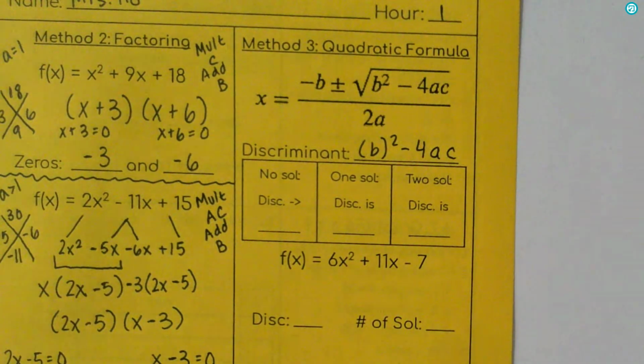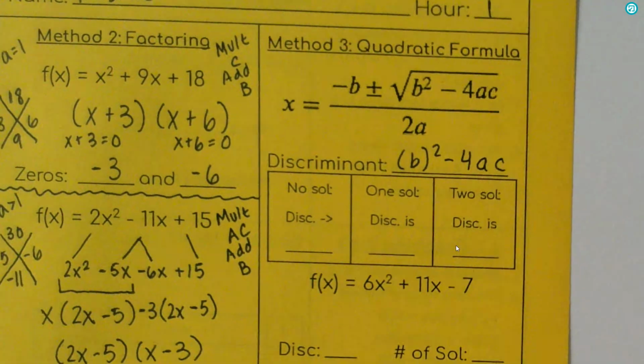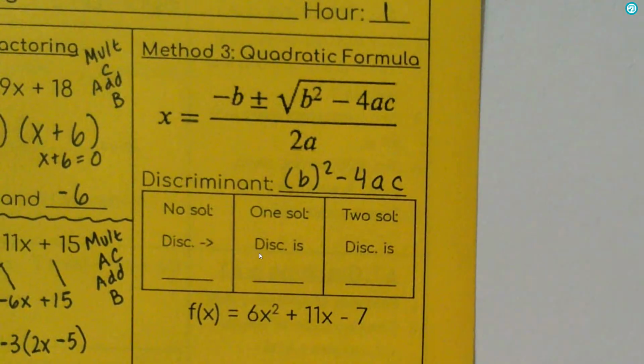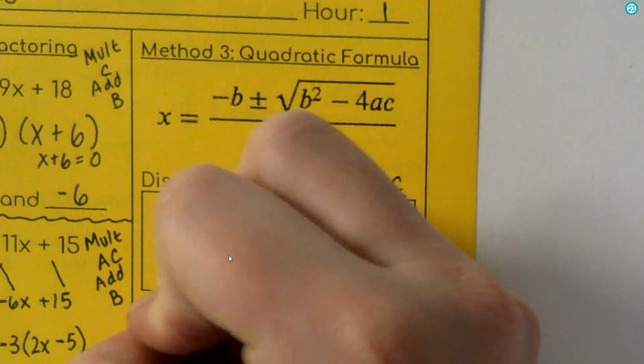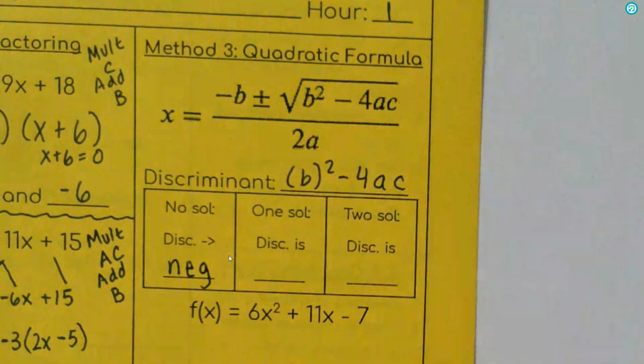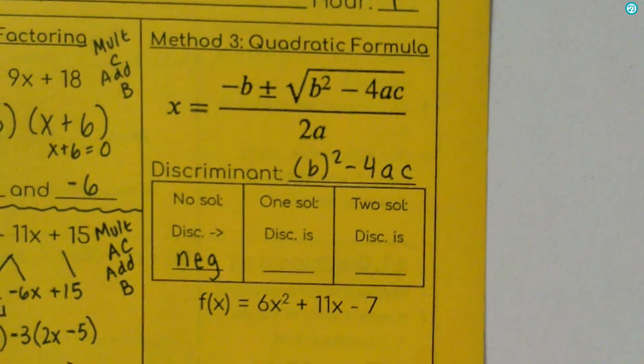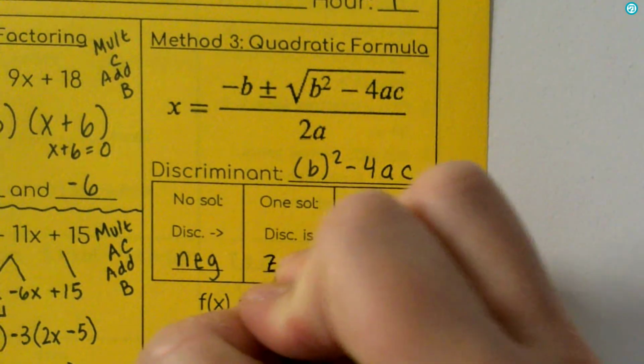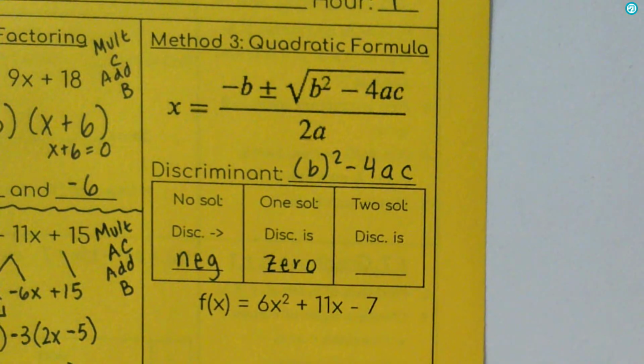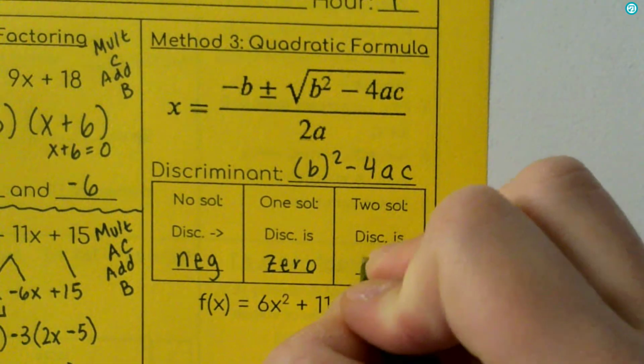Okay, your discriminant determines how many solutions you have. So you have no solutions if your discriminant is negative. You have one solution if your discriminant is equal to 0. And you have two solutions if your discriminant is positive.